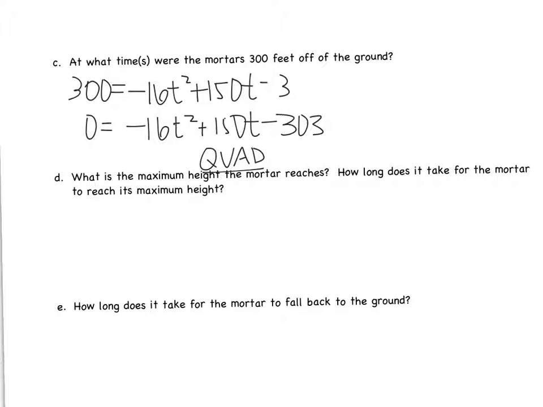When you do that, you should get 2 times. You should get the first time to be 2.95 seconds, and the second one to be 6.43 seconds. So there's 2 times when the mortars are at 300 feet, 2.95 seconds, so on the way up, and then 6.43 seconds, so then back on the way down. If you didn't do that, please look at your setup for the quadratic formula. You might have made a mistake somewhere.